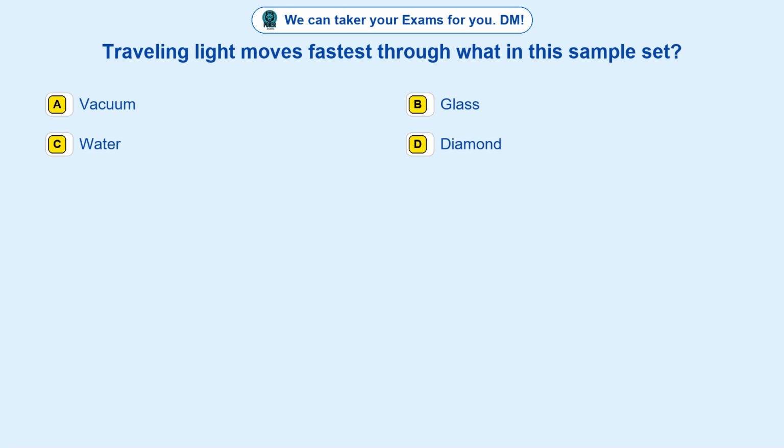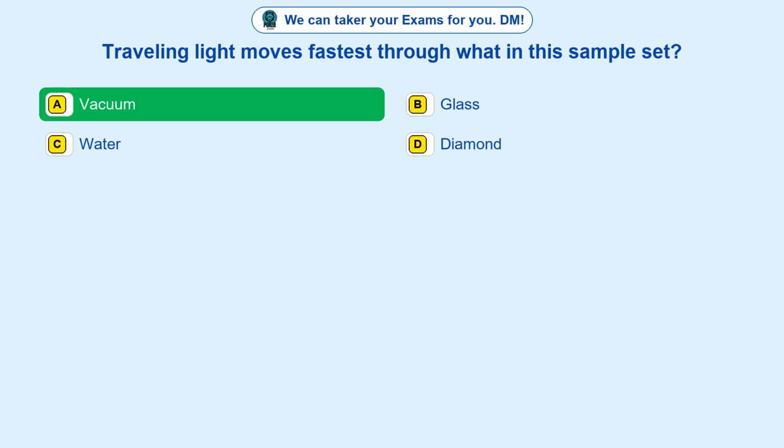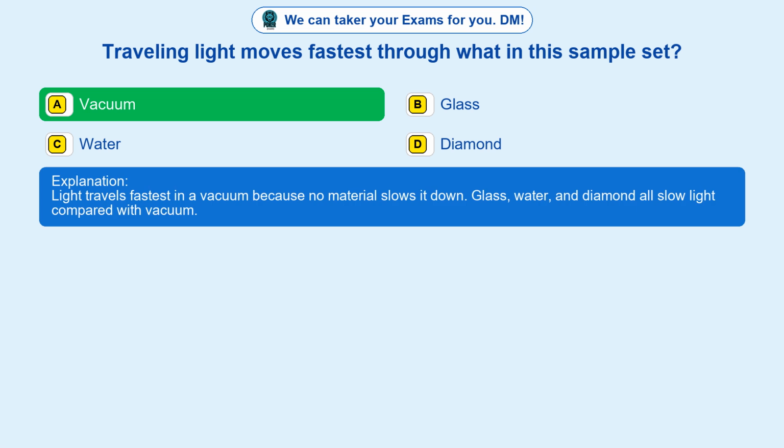Question 66. Traveling light moves fastest through what in the sample set? Option A, vacuum. Option B, glass. Option C, water. Option D, diamond. The correct answer is option A. Vacuum. Light travels fastest in a vacuum because no material slows it down. Glass, water, and diamond all slow light compared with vacuum.